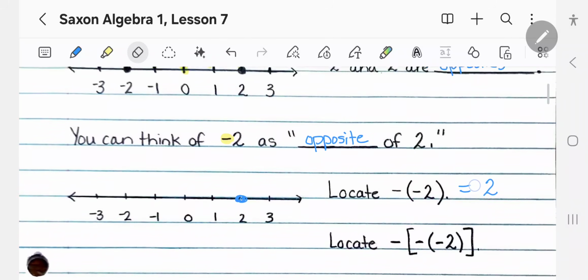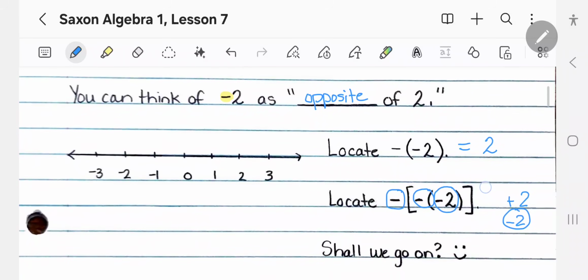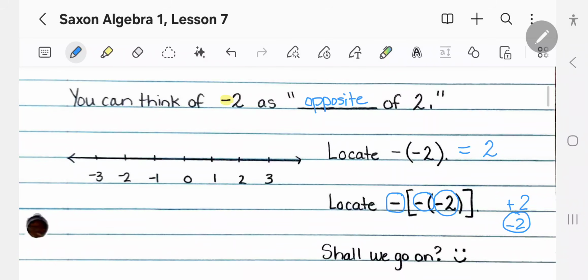Let's look at another one. Here we have the opposite of 2, which is -2. And then we're going to take the opposite of that, which would be +2. And then we're going to take the opposite of that, which would be -2. So the opposite of the opposite of the opposite of 2 is -2. We could keep going on, right?